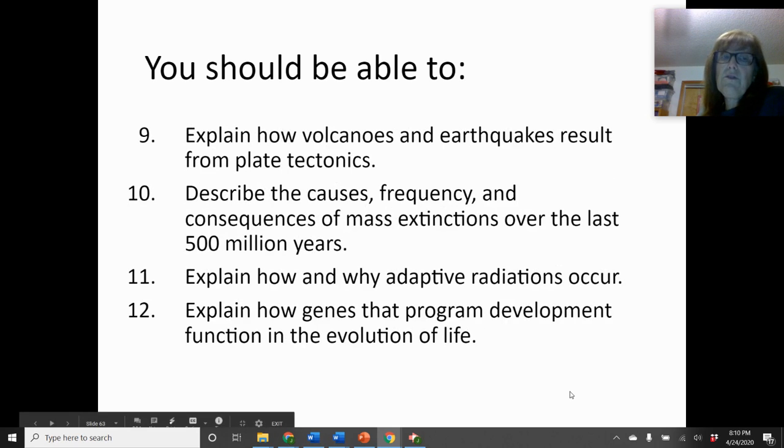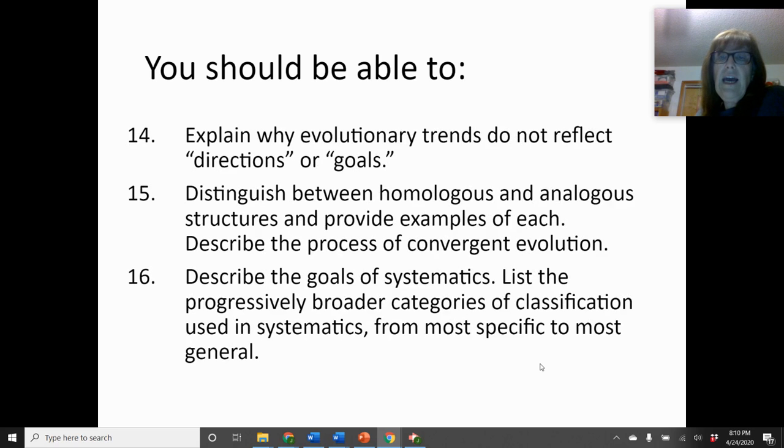Explain how volcanoes and earthquakes result from plate tectonics. Describe the causes, the frequencies, and the consequences of mass extinctions over the last 500 million years. Explain how and why adaptive radiations occur. Explain how genes that program the development function in the evolution of life. And then explain why evolutionary trends do not reflect directions or goals. Distinguish between homologous and analogous structures and provide examples of each, and describe the process of convergent evolution.